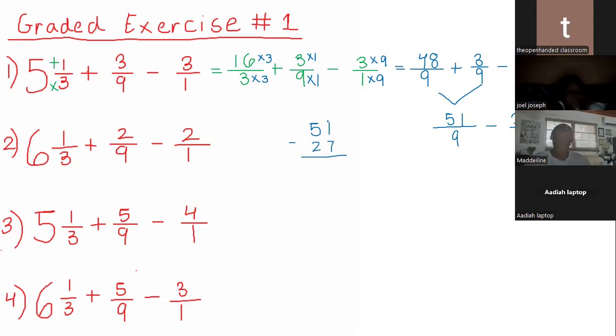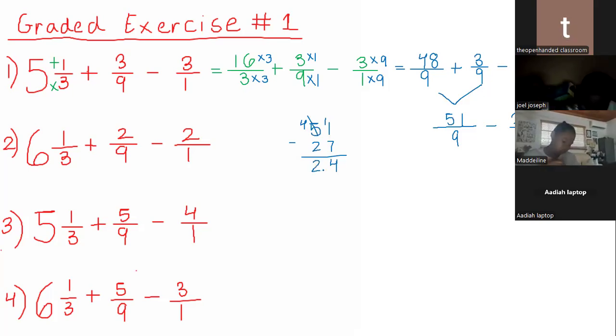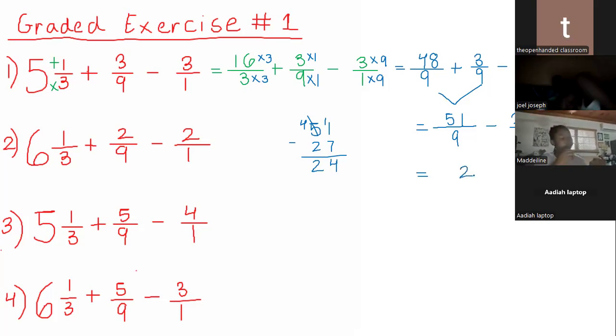We see 1 minus 7, we can't do that. This becomes 4 and this is 11. 11 minus 7 is 4. And 4 minus 2 is 2. It's going to be equal to 24 over 9.